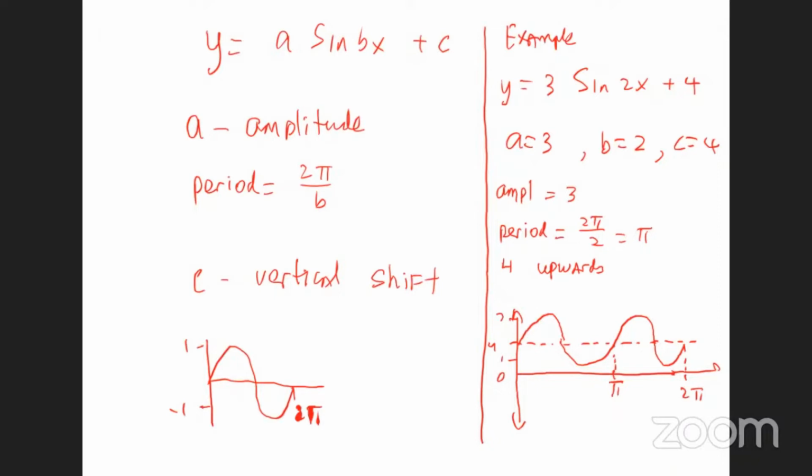Try this one here, and I'll just do one sketch from it. y is equal to 5 sine a half x minus 2. Try this, please. Sketch it from between 0 and 2 pi.